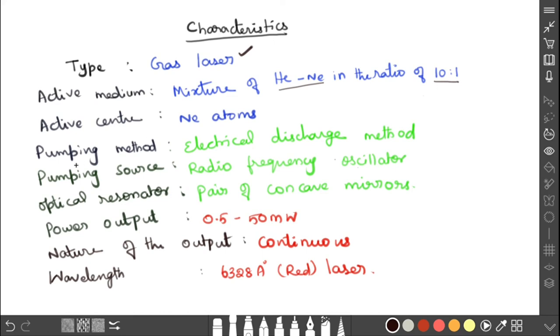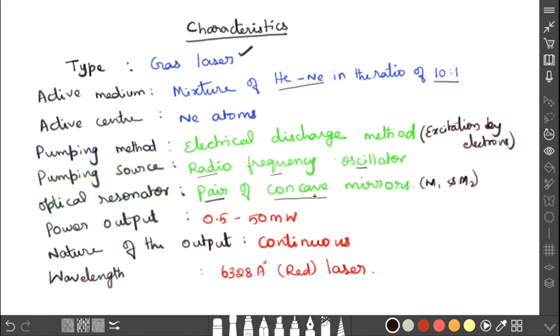And then pumping method, electrical discharge method. That means excitation by electrons. So the fast moving electrons hit the helium atom to go to the excited state. So excitation can be done by the electrons. That is what is called the electrical discharge method. And then pumping source. Pumping source is a radio frequency oscillator. Okay, and optical resonator. Already I said a pair of concave mirrors is used, that is M1 and M2. So one mirror is fully reflecting and another one is partially reflecting. That is the pair of concave mirrors we used in this case.